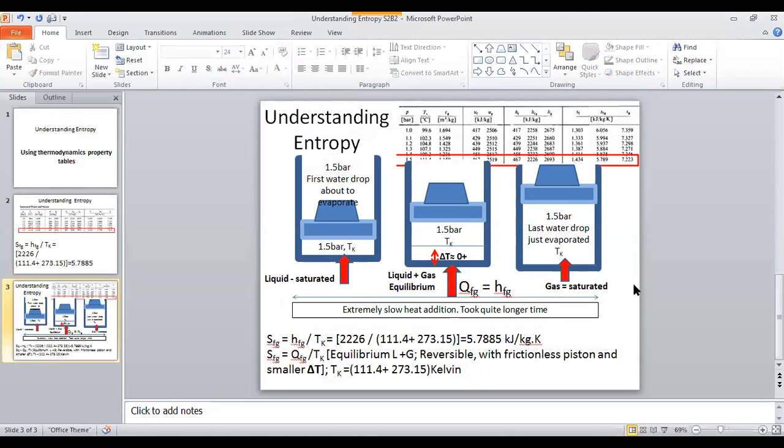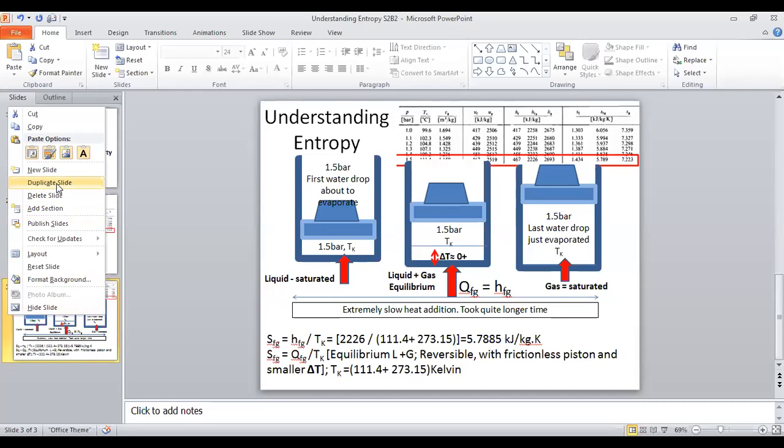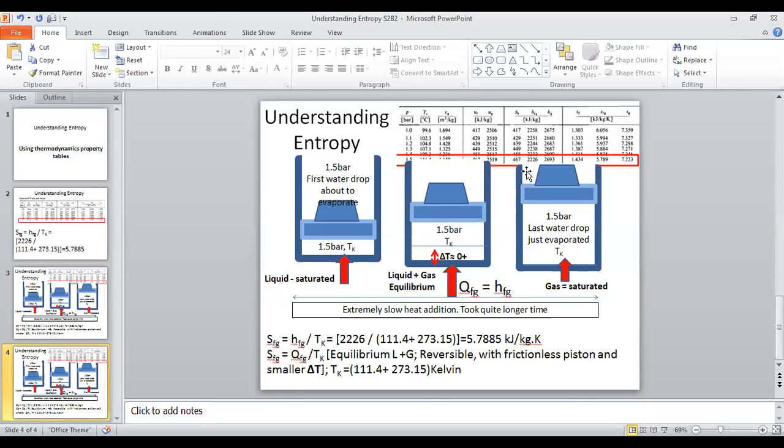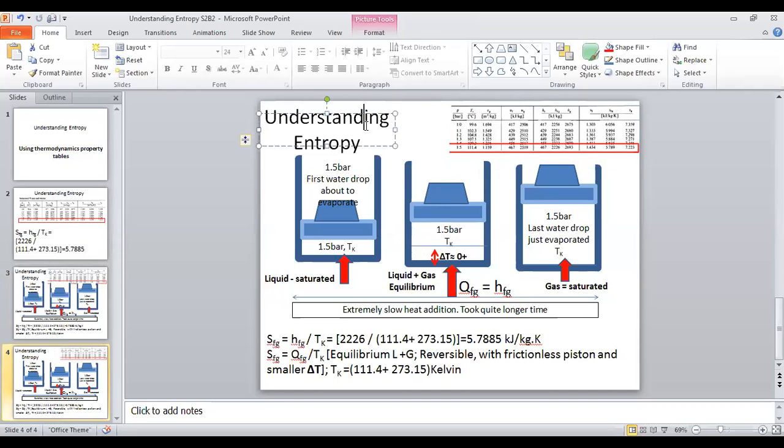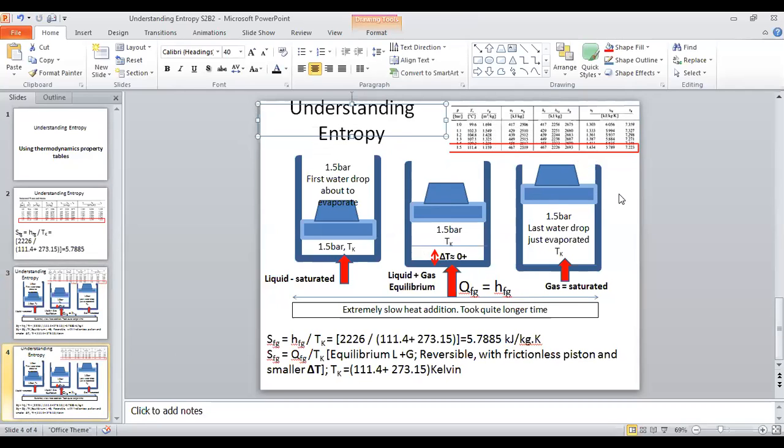So this is one way of understanding the entropy definition. Here the steam table, the property table, helps with this. Any question? Okay, let me move to the next slide. It's the same slide. Understanding entropy.